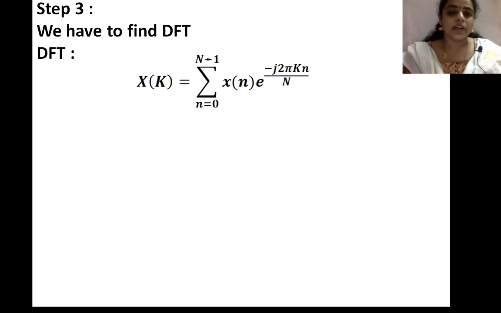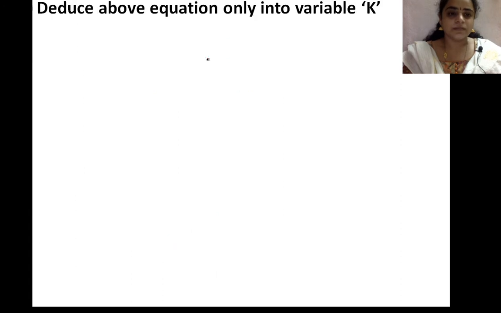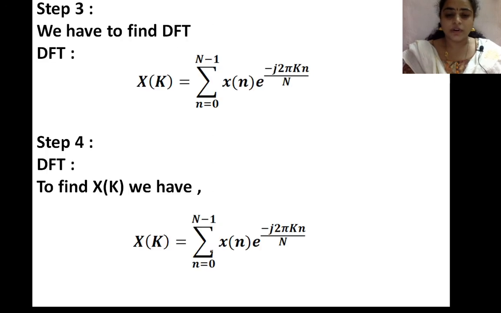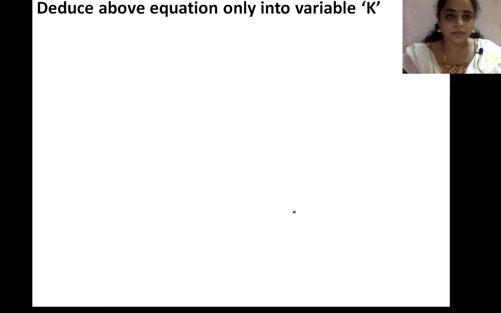The formula for DFT: x of k equal to summation n equal to 0 to capital N minus 1 of x of n into e power minus j 2 pi n k by capital N. So step 4, to find x of k we have the formula. In this formula we have to reduce the equation only in the variable k, then it is very easy for us to find the solution.